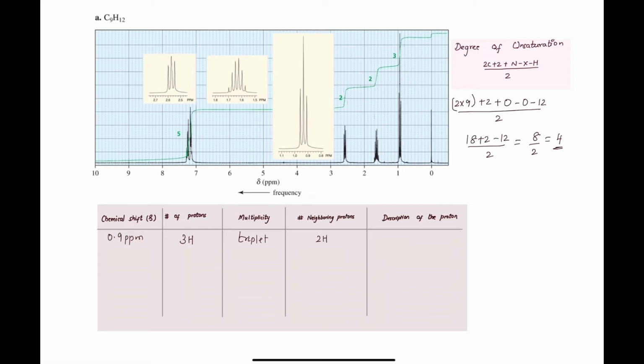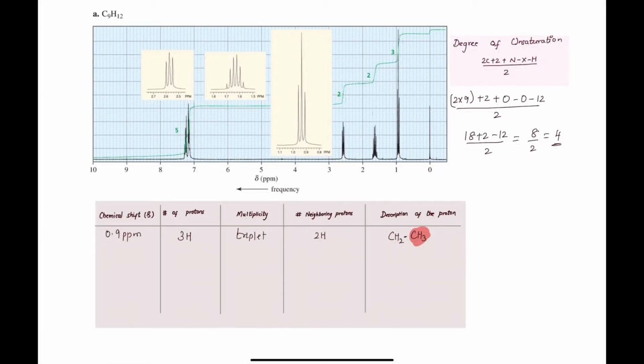We all know that CH3 protons are the ones that come around 0.9 ppm. So if I imagine the CH3 adjacent to something which has 2 protons, it's going to look like this. I'm going to highlight that this peak at 0.9 ppm corresponds to the CH3 protons, which are adjacent to 2 neighboring protons.